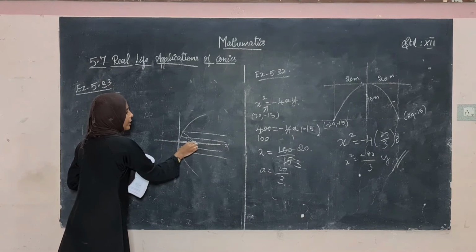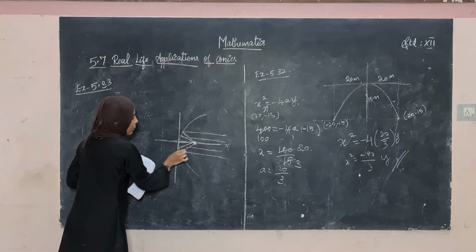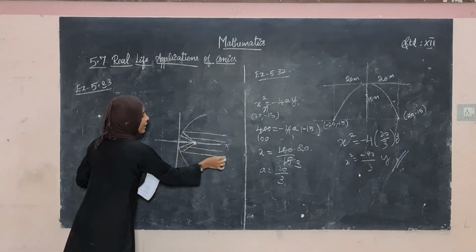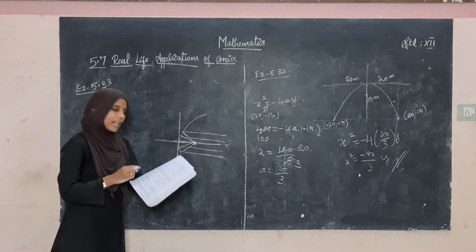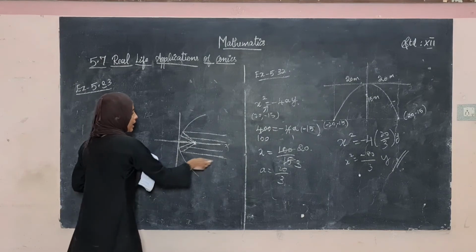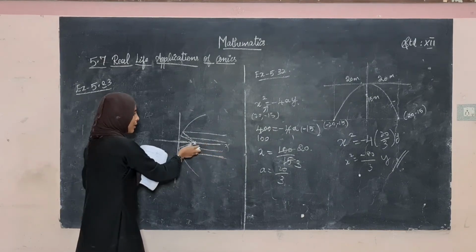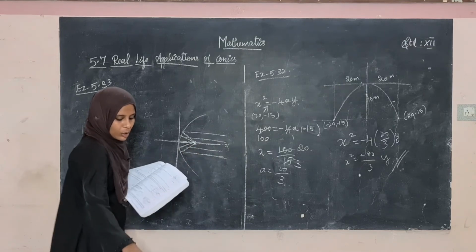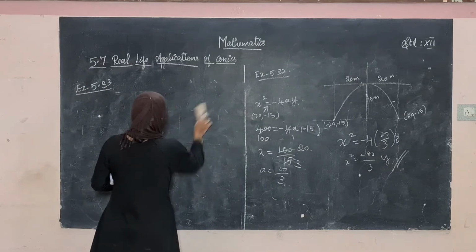So, if a light or sound is moving from here, it goes inside the parabola and gets reflected, and the reflected waves will be parallel to the axis. This is what they have given. Conversely, if the reflected rays are parallel to the axis, we can say the light is coming from the focus. That is what we are going to use here. Now, let us see the example.